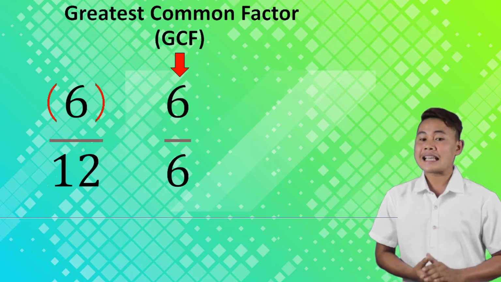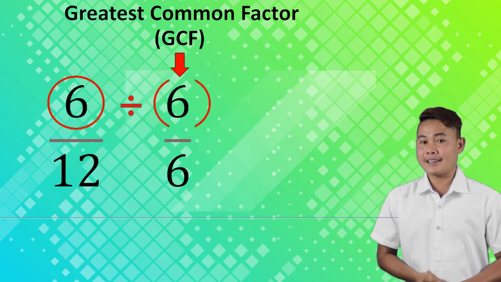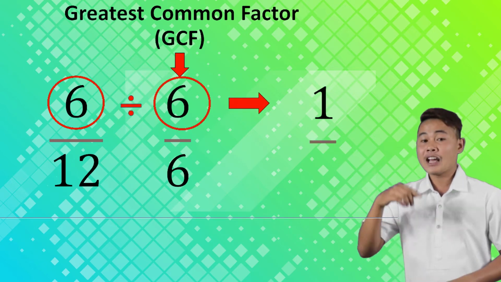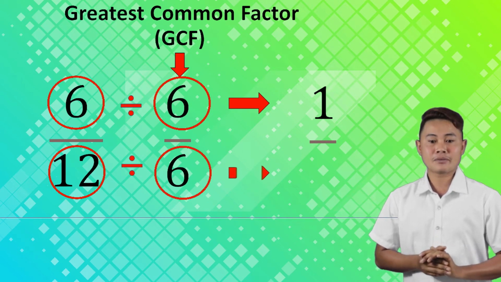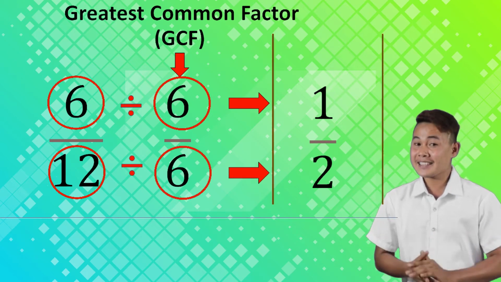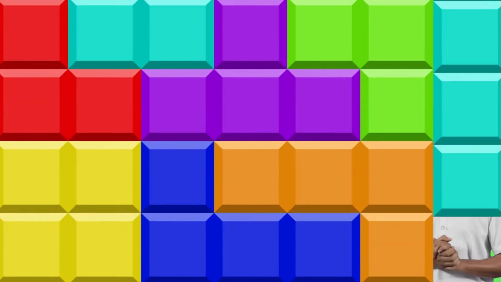Therefore, 6 divided by 6 is 1. And 12 divided by 6 is 2. The final answer is 1/2. See, it is very easy to multiply simple fractions. This time, I will be giving you another example and try to solve it for 1 minute.